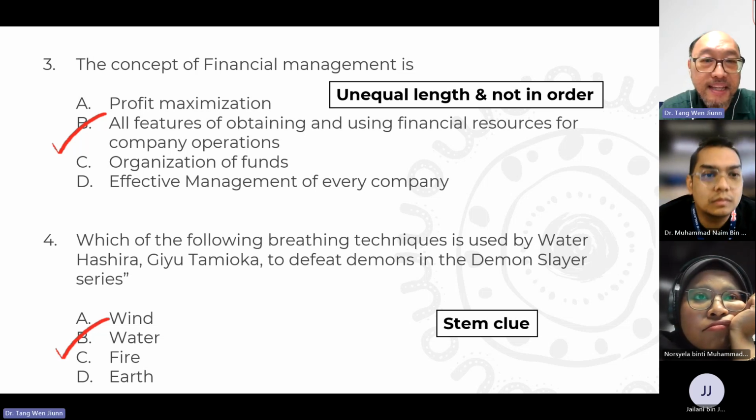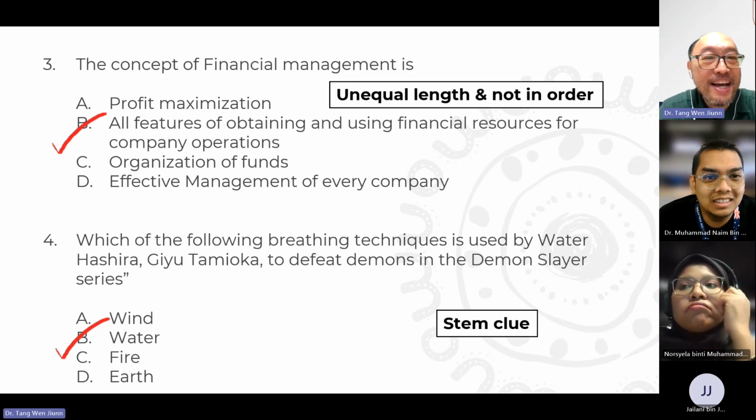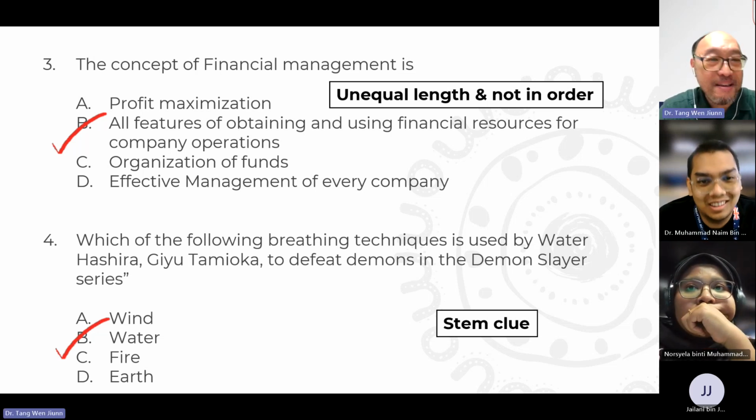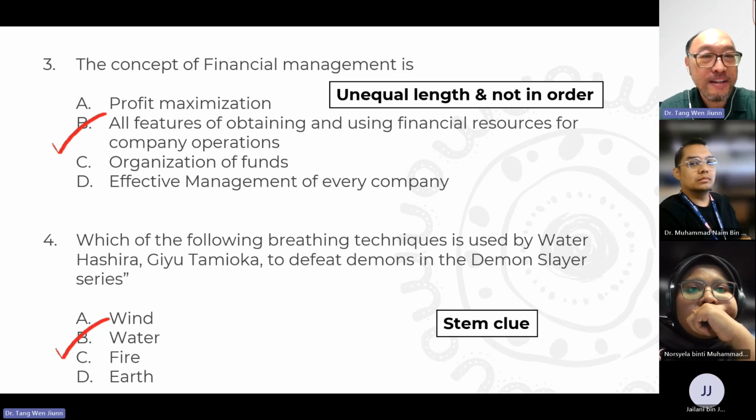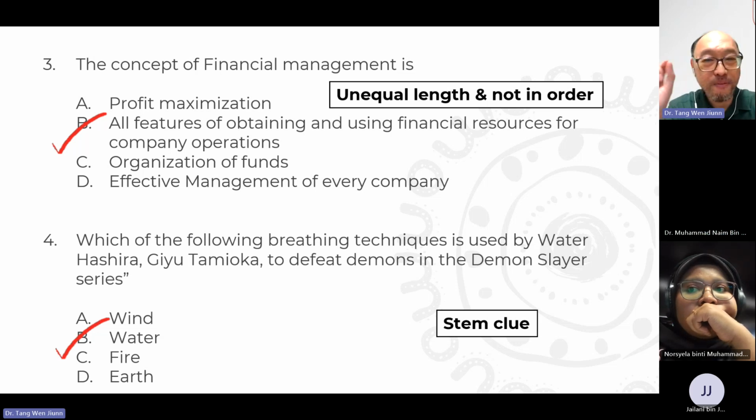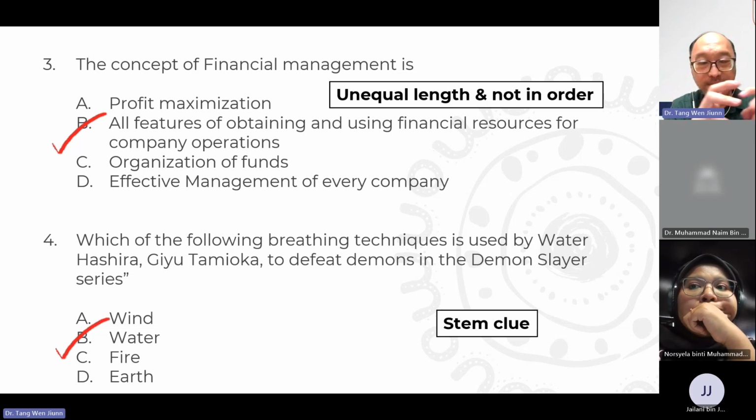Okay, thank you. B. And yes, the answer is B. Why? Because that is the most complete statement, which encompasses A, C, and D. Sometimes this is something the students will look for. They see that one of the answers is very different from the others, very, very long, so they will go straight for that.